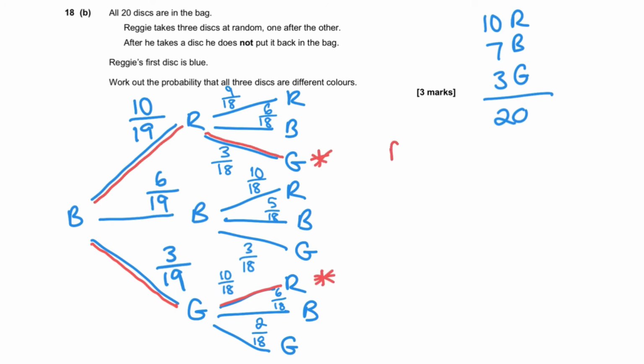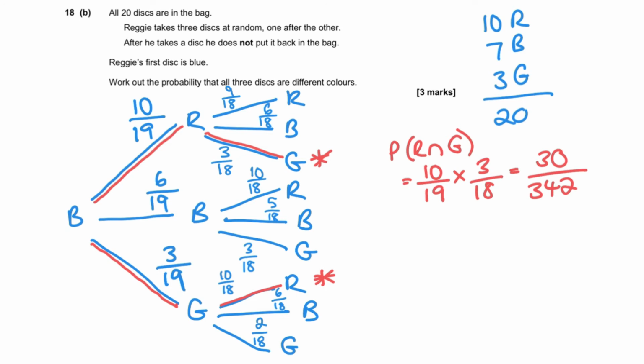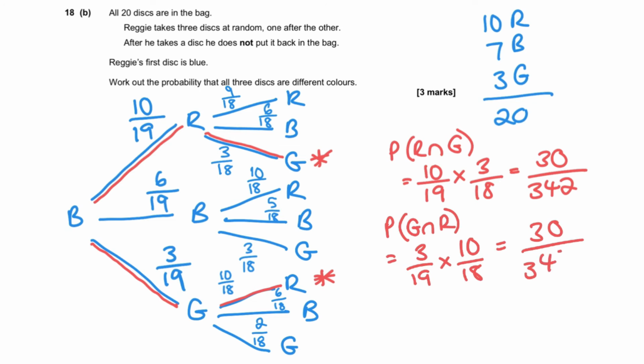So we want the probability that the second one is red and the third one is green, so we need to times them together. So we're looking at 10 over 19 times 3 over 18, which is going to give us 30 over 342 on our calculators. So then we're looking at the probability that the second one is green and the third one is red. So that's going to give us 3 over 19 times 10 over 18, which gives us 30 over 342.